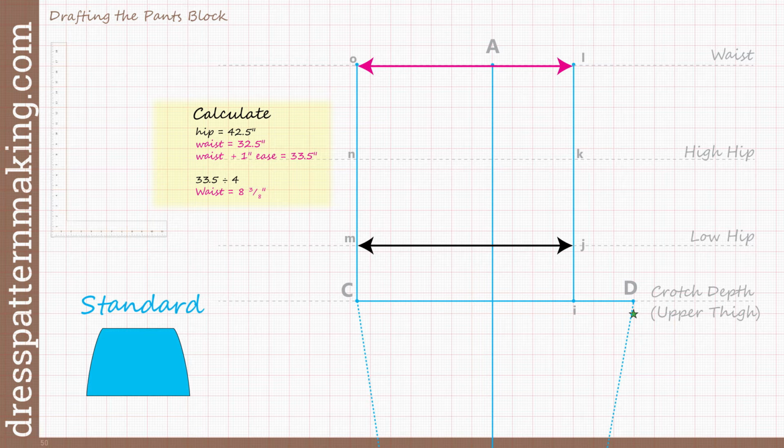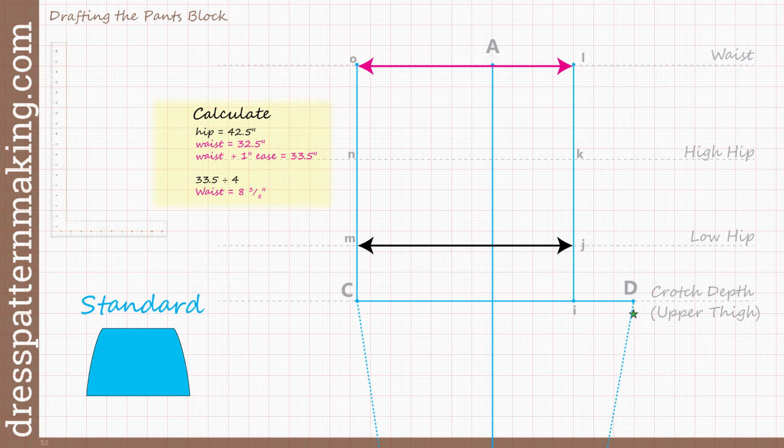The waist is 10 inches less than the hip. That's one of the definitions of the standard figure. Therefore, the waist is 32.5 inches. We need to add 1 inch ease, wearing ease, to the waist. Therefore, our total is 33.5 inches for the whole pant block. Divide that by 4 and we get 8 3/8 of an inch for this waist.